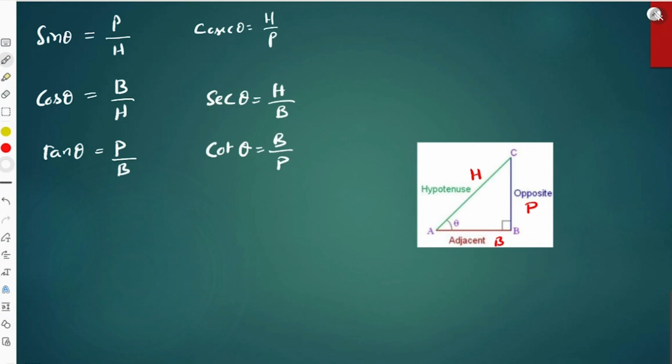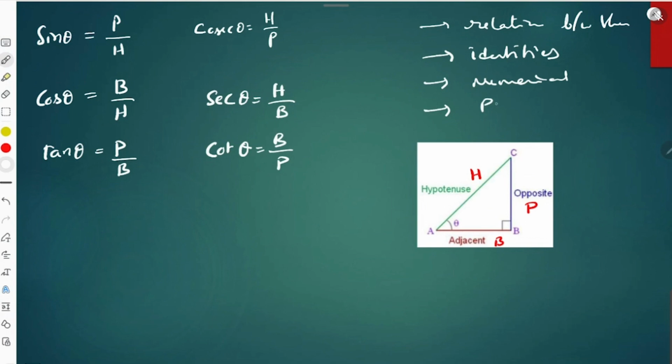So coming to the CBSE part, in our 10th class, they are dealing with the relation between these trigonometric ratios, and we are learning the relation between them and then identities. And then today we'll do some numericals and also PYQs, CBSE PYQs.